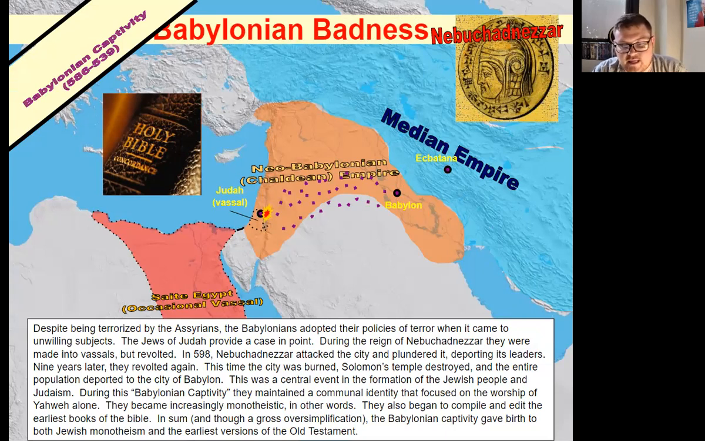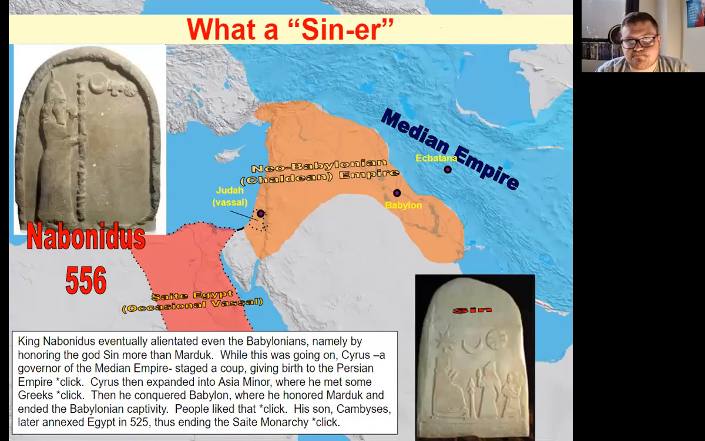During this Babylonian captivity, they maintained a communal identity that focused on worship of Yahweh alone. They became increasingly monotheistic, in other words. They also began to compile and edit the earliest books of the Bible. In sum, and though a gross oversimplification, the Babylonian captivity gave birth to both Jewish monotheism and the earliest versions of the Old Testament, which would become the foundation for Christianity.